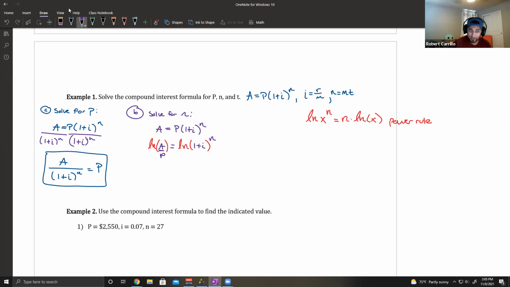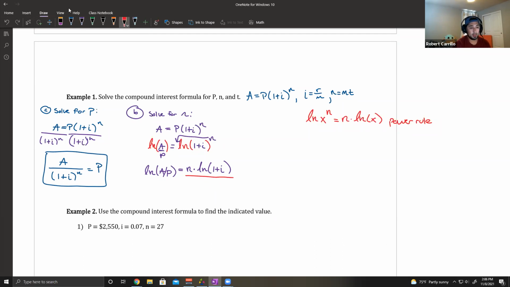Okay, now by the power rule for logarithms, this n is coming to the front. So what we have now is the natural log of A over P equal to n times the natural log of (1 plus I). So now, in order to solve for n, we just divide by the natural log of (1 plus I). Use a different color.